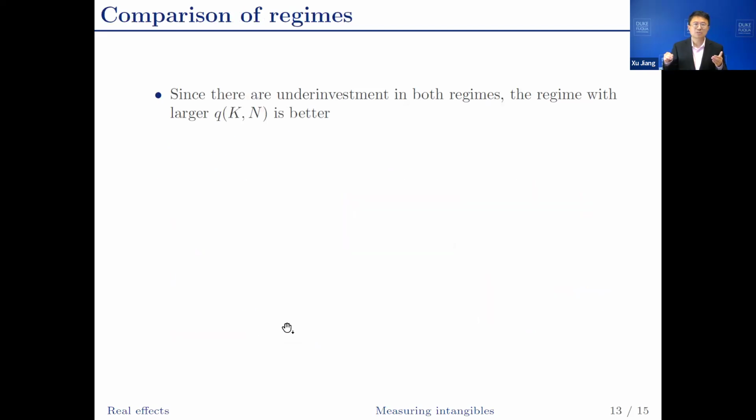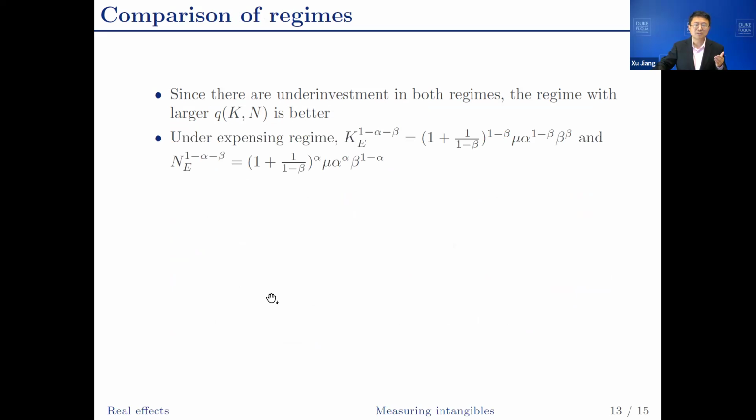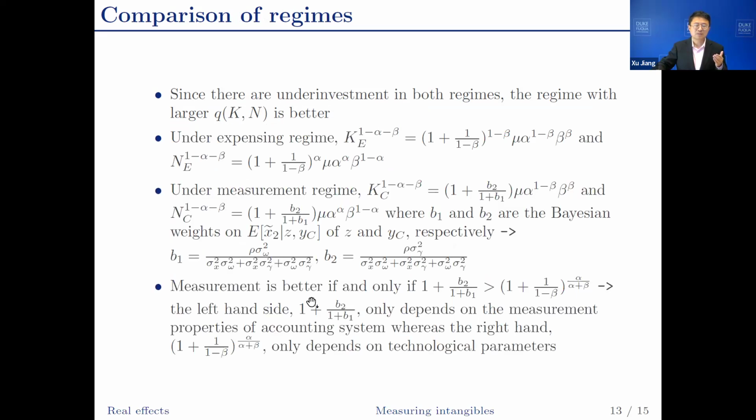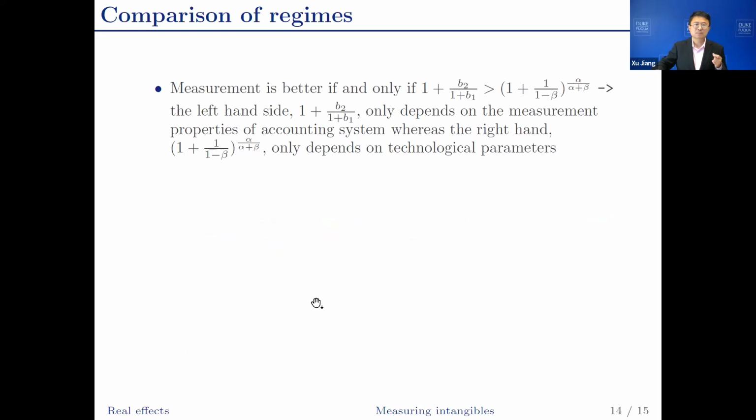Now we're going to compare regimes. Because they're underinvesting in both regimes, whichever regime has a larger capital stock is going to be better. And we can calculate the capital stock in both regimes. And we can see here, measurement is better if and only if the following expression holds. The left-hand side of the expression only depends on the measurement properties of the accounting system. The right-hand side only depends on technological parameters.